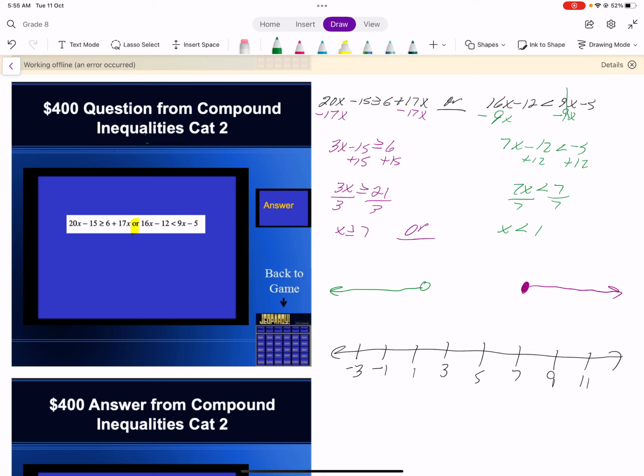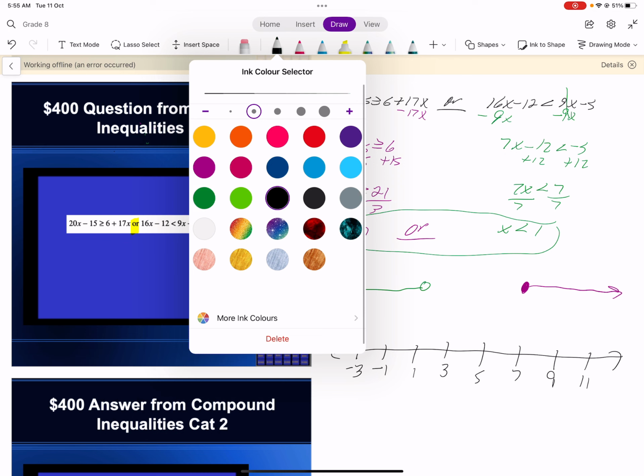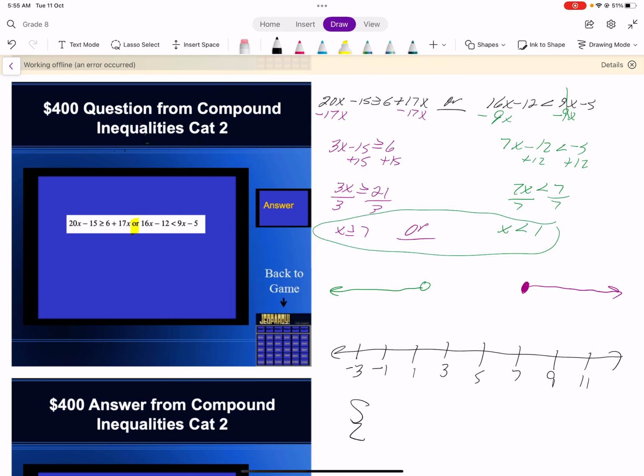So now with an or statement, if they don't overlap, that's fine. That's just our answer. If they do overlap, then that's telling us something special. So here, it's just an or. They're going in both directions. This is my final answer. So I can just go ahead and circle this as my answer. Or if I wanted to write it in set notation, we say set of all x's such that x is less than 1 or x is greater than or equal to 7. And that would be our final answer.